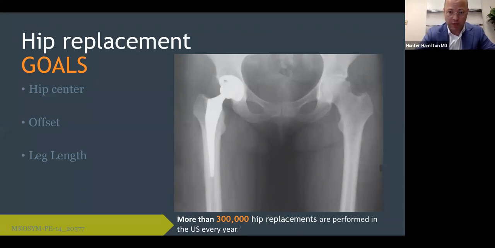We want to restore the offset, which is going to be the distance from the center of the hip to the thigh bone. And we have muscles that attach to the top part of the femur to the pelvis. And we want to apply appropriate tension to those muscles to help with normal range of motion and kinematics. And then also we want to restore your leg length. Oftentimes with degenerative changes, you lose height in that affected extremity. As we stated before, it's a wear and tear phenomenon. You've lost cartilage, which effectively makes that limb a little bit shorter. And our goal with surgery is to restore that back to the normal position.